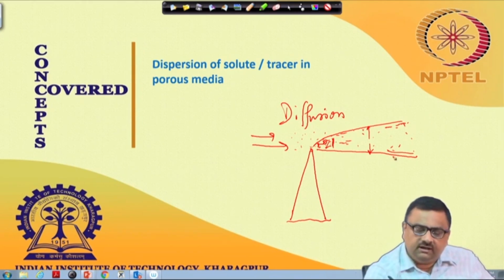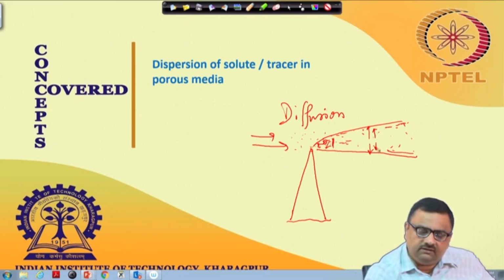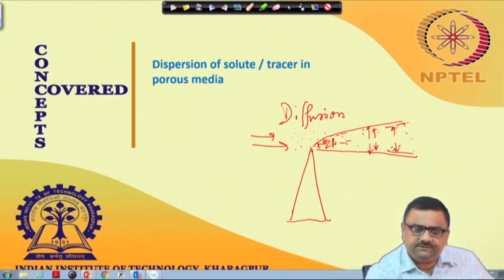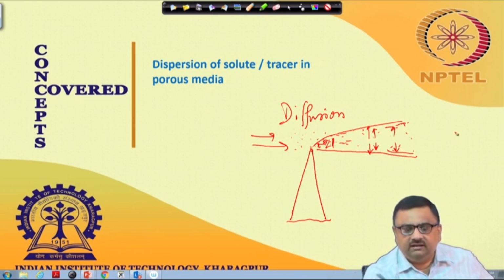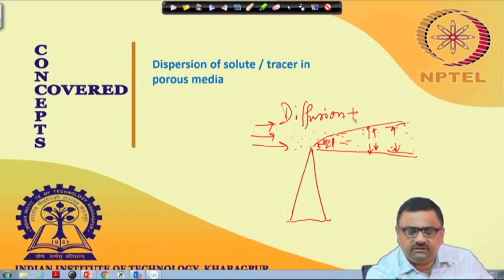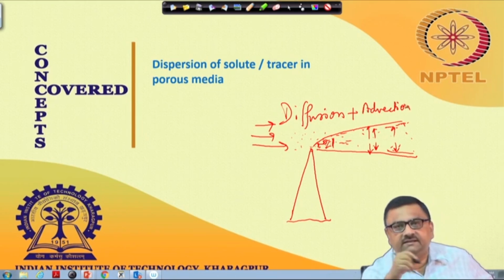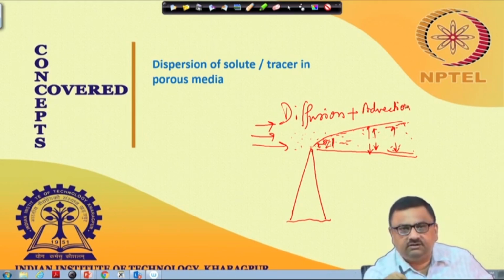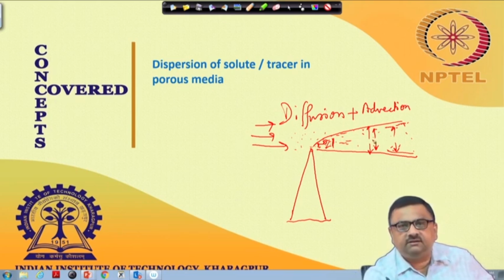So, here the diffusion is also taking place, the smoke is also traveling both ways, and at the same time smoke is being carried because of flow of air. So, when you have a diffusion plus let us say advection, one can think of these as the dispersion. So, this is a dispersion.